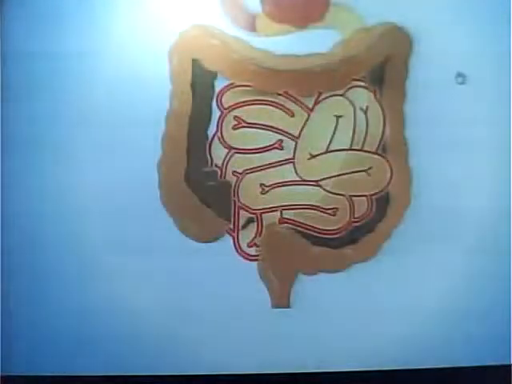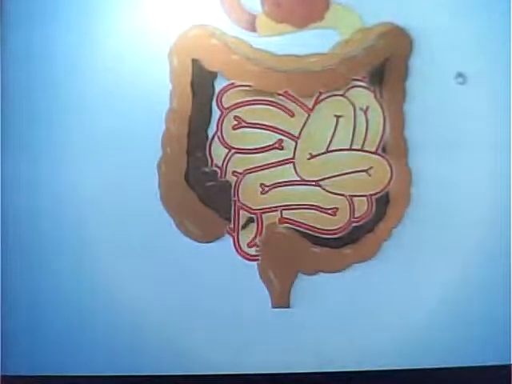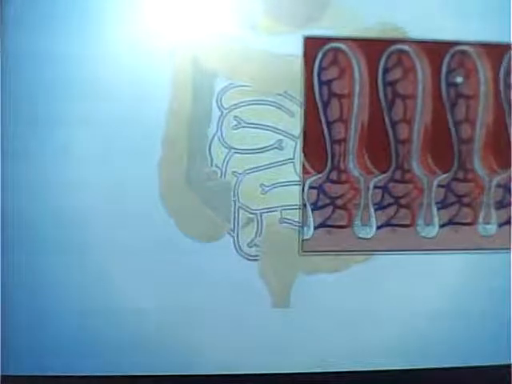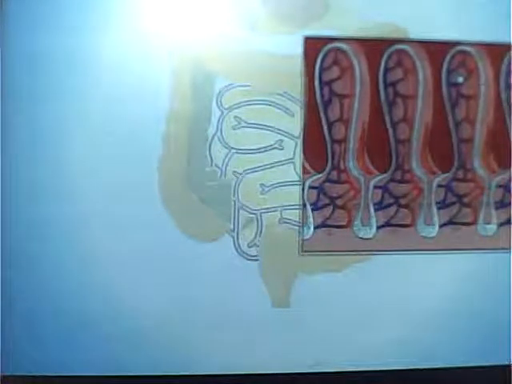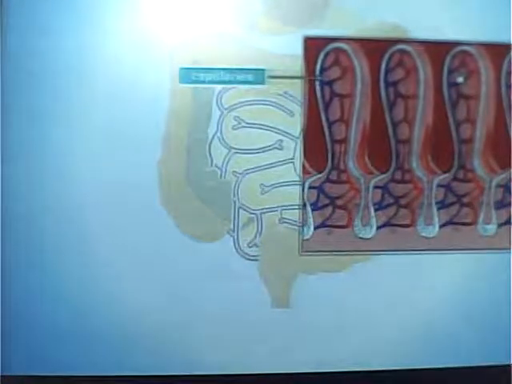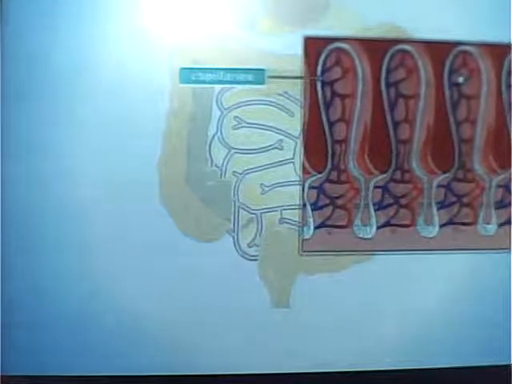Absorption in the small intestine. The process of absorption occurs in the small intestine. The inner wall of the small intestine has millions of finger-like projections or folds called villi, singular villus. Each villus has a network of thin and small blood vessels called capillaries close to its surface.